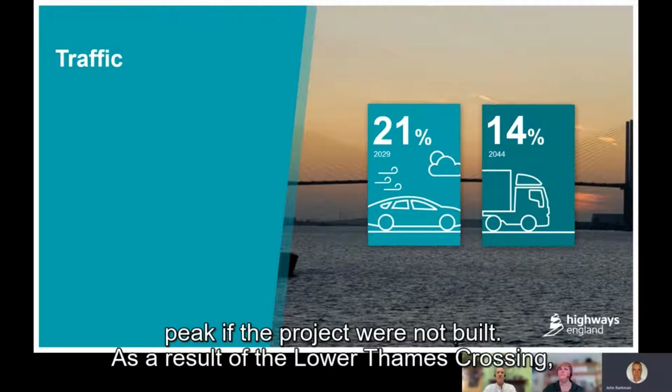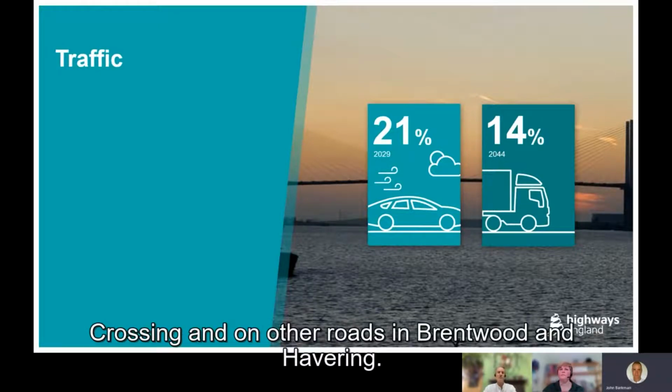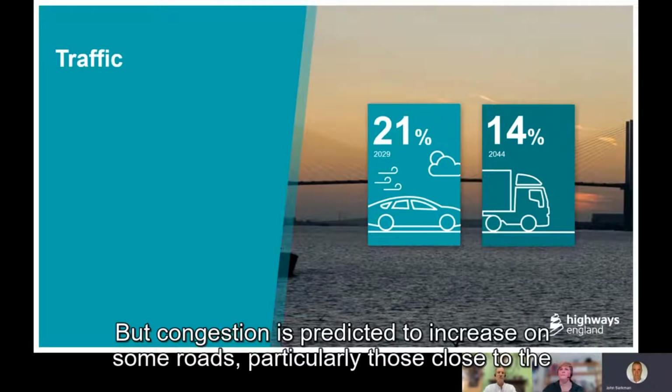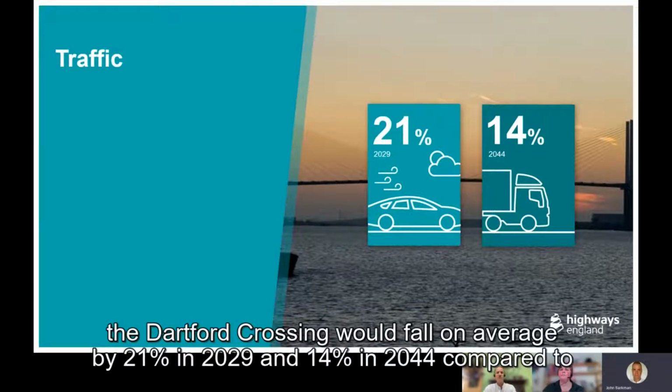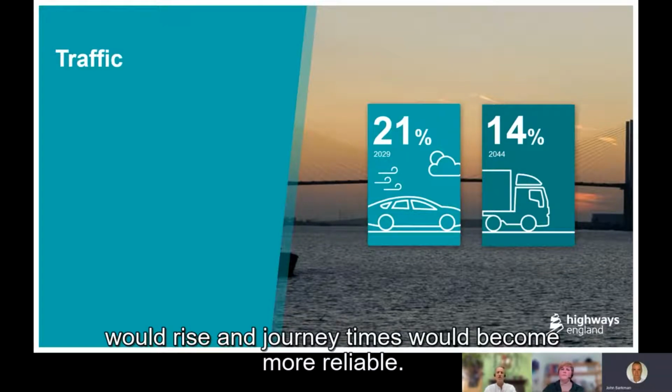As a result of the Lower Thames Crossing, there are predicted to be improvements in how the road network operates around the Dartford Crossing and on other roads in Brentwood and Havering. On the wider network, conditions would remain largely unchanged, but congestion is predicted to increase on some roads, particularly those close to the project. When built, the level of daily traffic using the Dartford Crossing would fall on average by 21% in 2029 and 14% in 2044 compared to the do minimum scenario. Average speeds on that part of the network would rise and journey times would become more reliable.